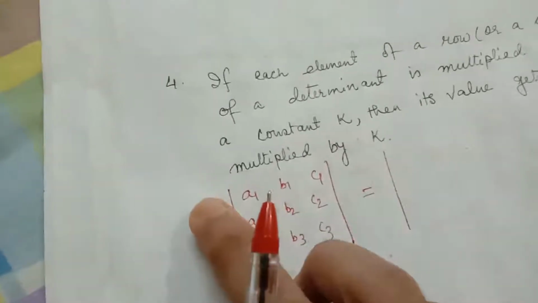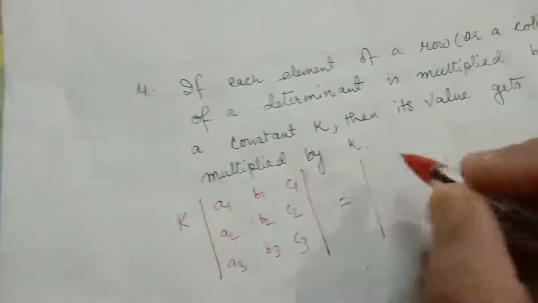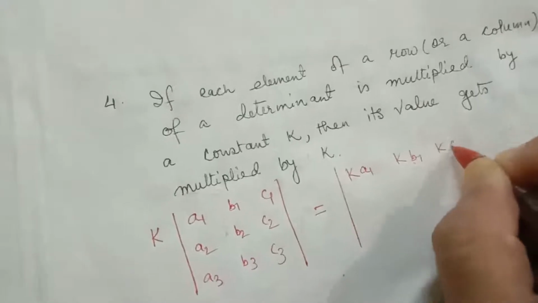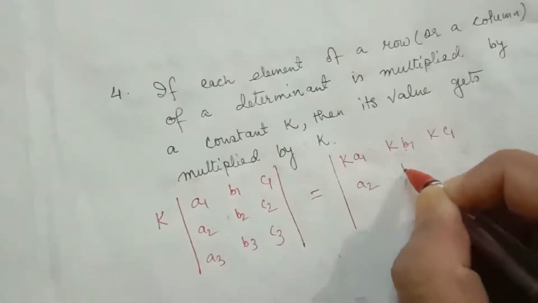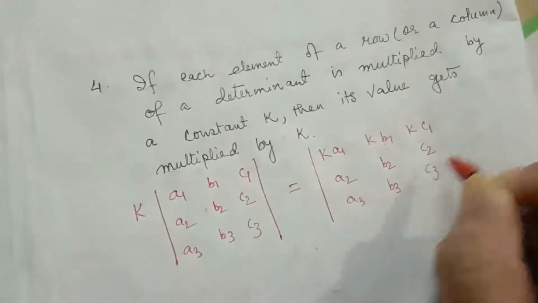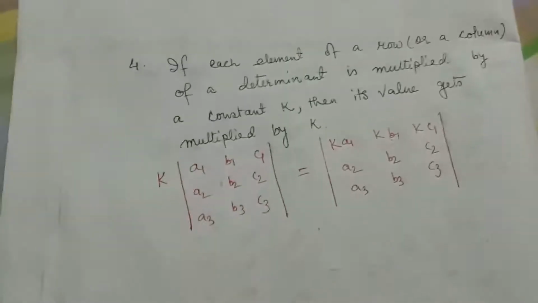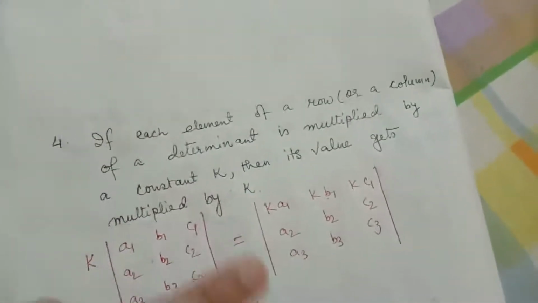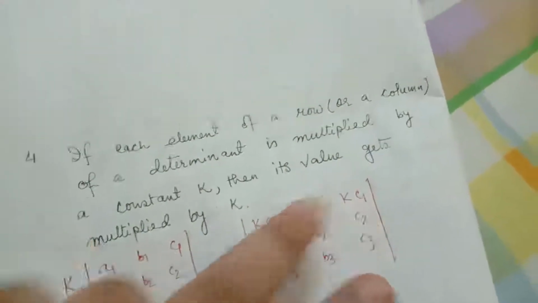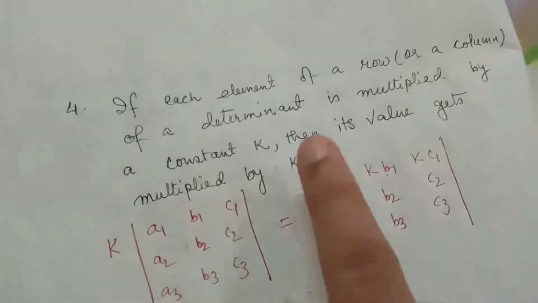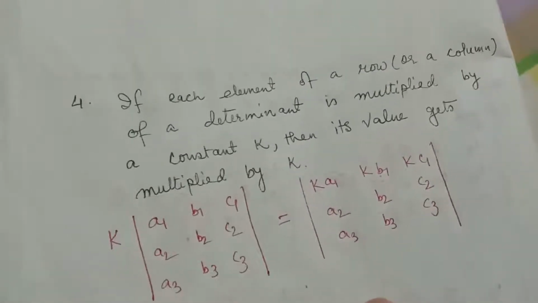Now, if we multiply the first row by k, it will become ka1, kb1, kc1, a2, b2, c2, a3, b3, c3. We have multiplied the first row by this number, second and third row will remain unchanged. We have to multiply any one row by the constant k, or any one column by the constant k. Okay.